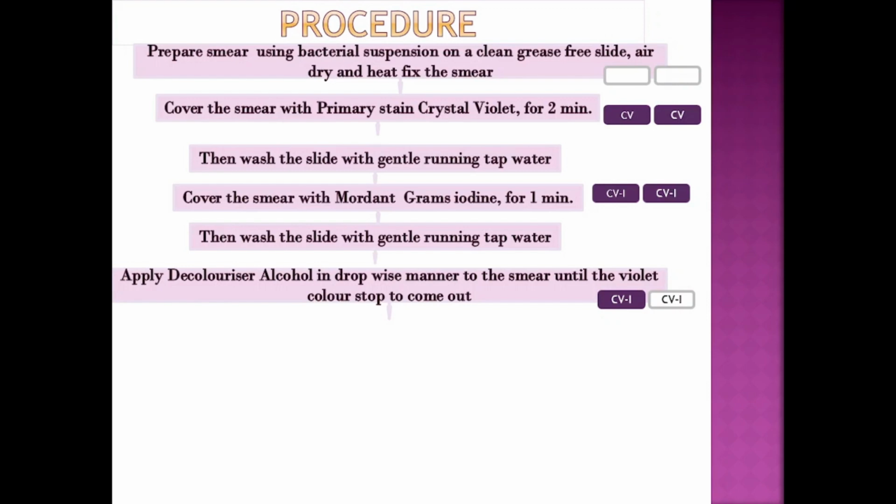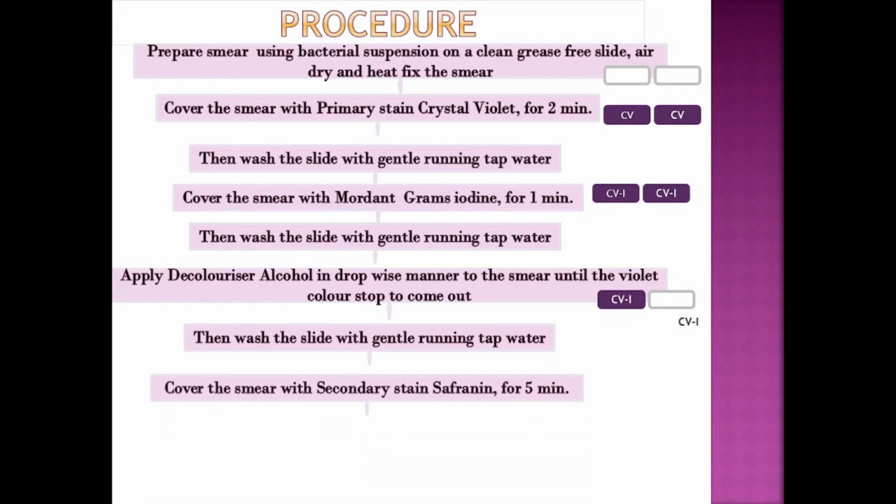Whereas in the case of gram negative cells, the lipid content is high and the peptidoglycan content is less. So on the decolorization treatment, the porosity of the cell wall is more, sufficient to drain out the CVI complex, and hence the cells appear colorless. After decolorization, again we have to wash the slide with gentle running tap water. Then cover the smear with the secondary stain, safranin, for 5 minutes.